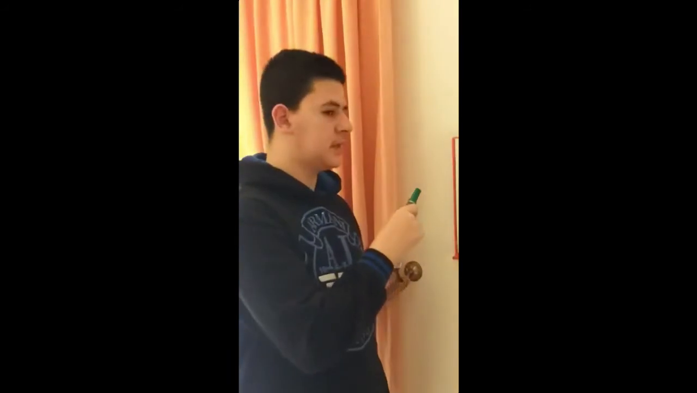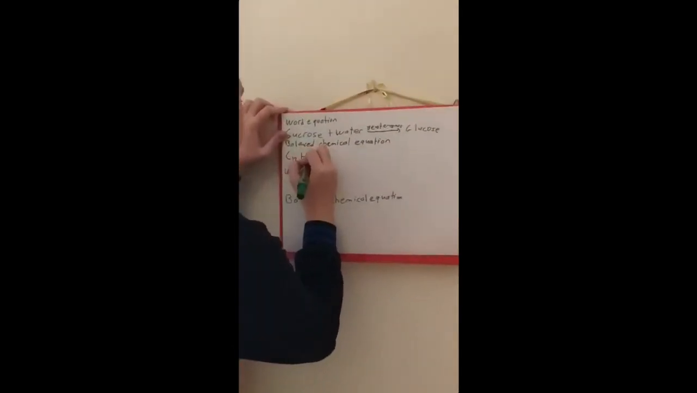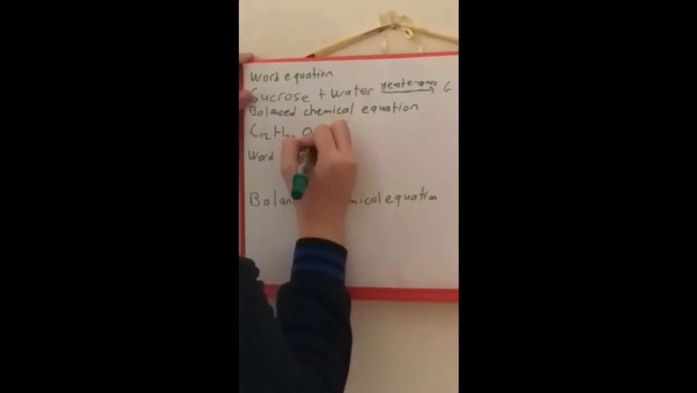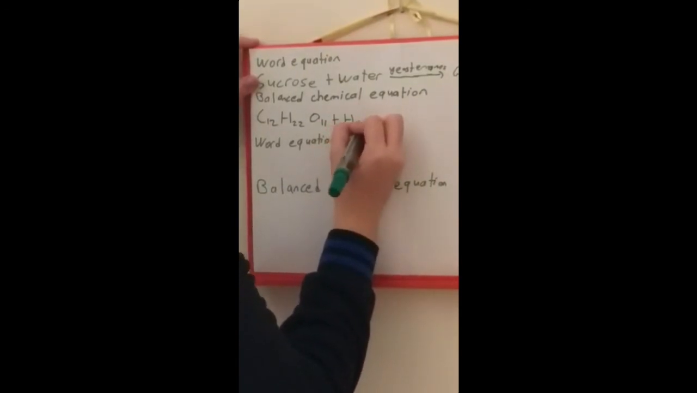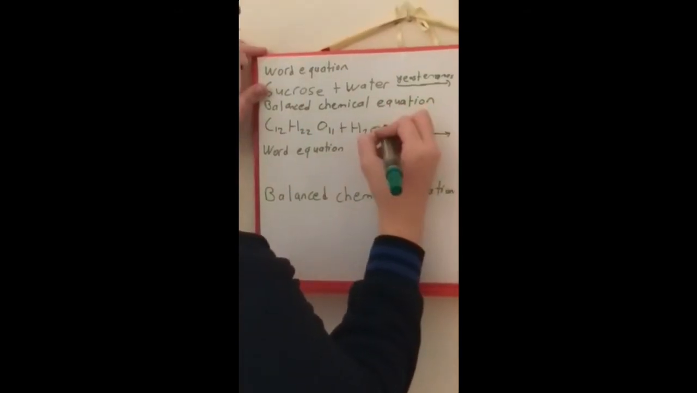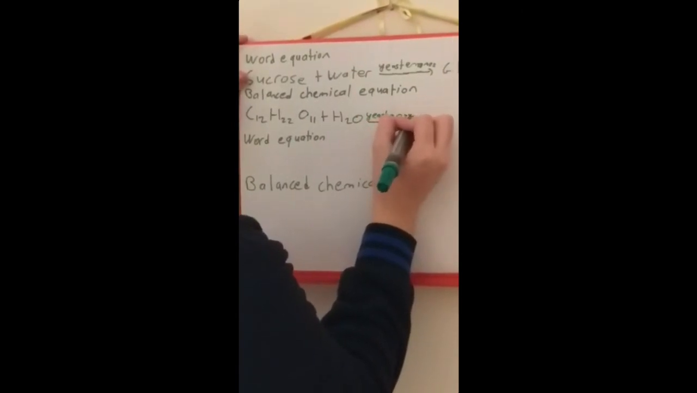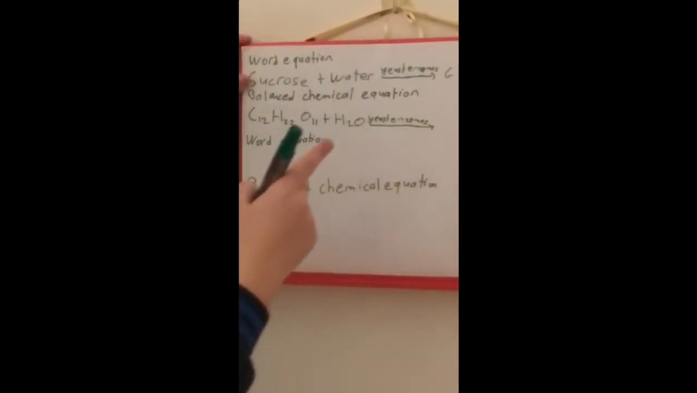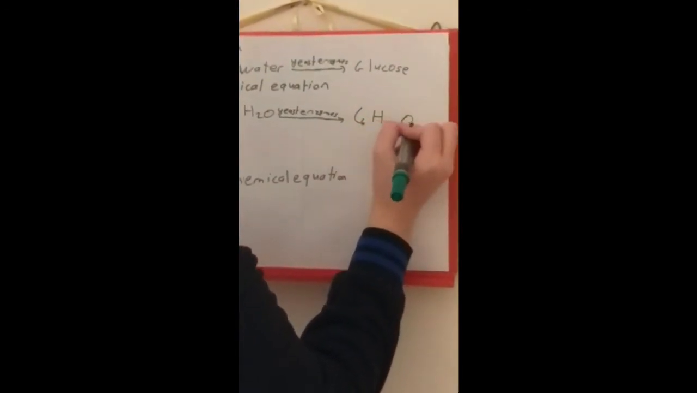Now the balanced chemical equation. The formula of sucrose is C12H22O11. The formula of water is H2O and the formula of glucose is C6H12O6.